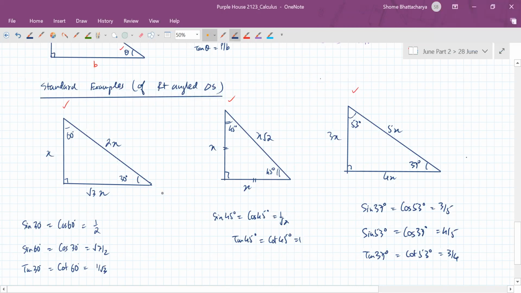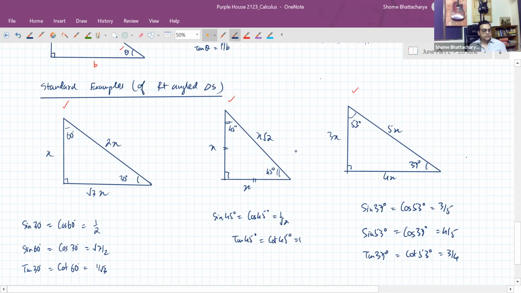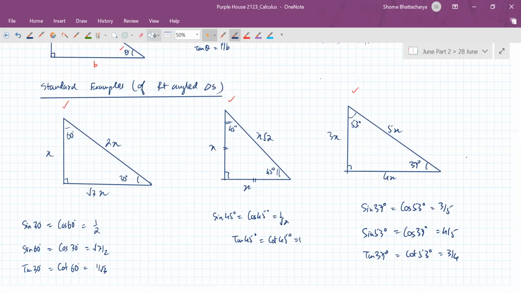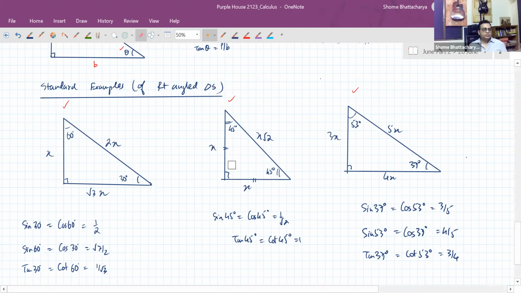Sir, in the second triangle, sine 45 degree is equal to cos 45 degree. Yes. Because it's an isosceles triangle, na beta? So the value of the perpendicular is the same as the value of the base. Na?